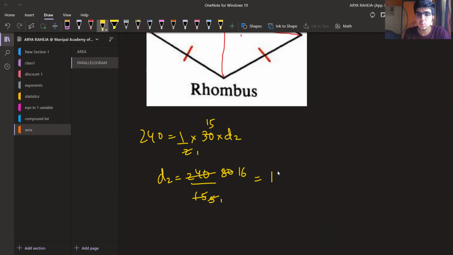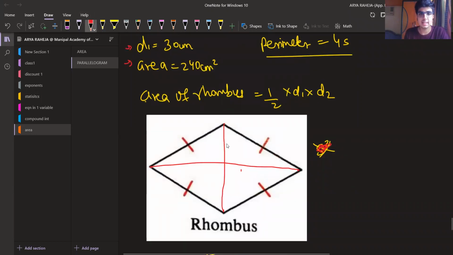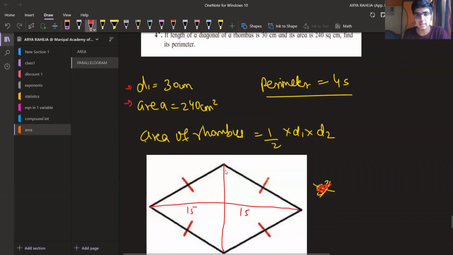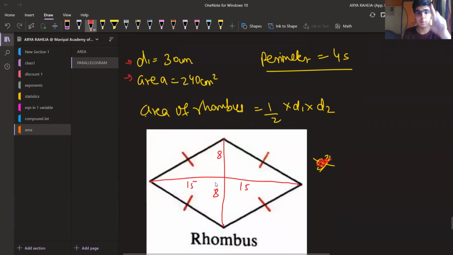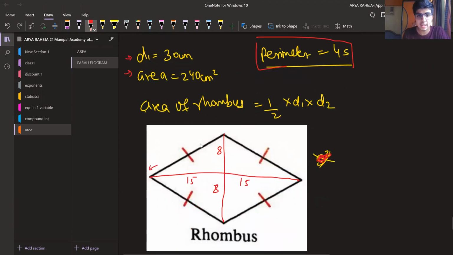So diagonal 2's length comes out to be 16 centimeter. Okay, so from that we can say that diagonal 1 is 30, so this is 15 and this is 15, because 15 plus 15 is 30, and diagonal 2 is 16, so that means this is 8 and this is 8, and the whole is 16. Okay, and we need to find the perimeter, that is 4 into side. And what is the side, this is the side. Now we need to find this side's length.